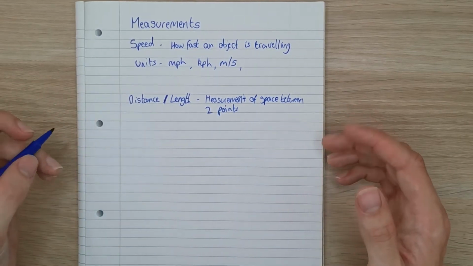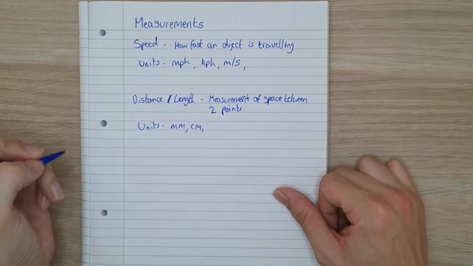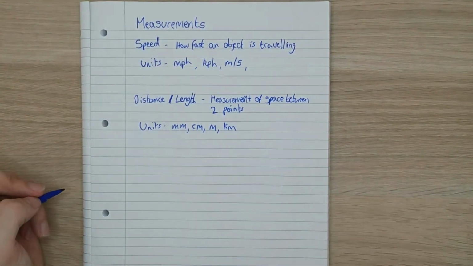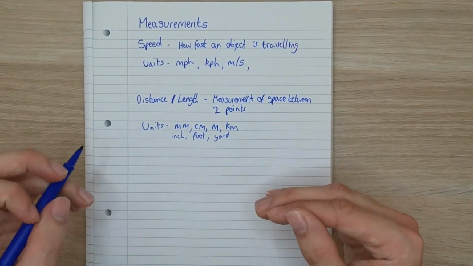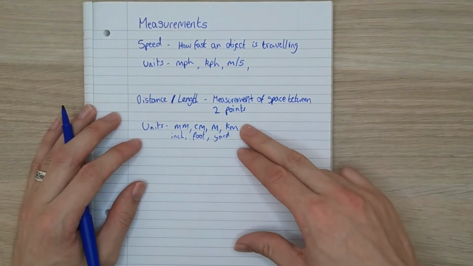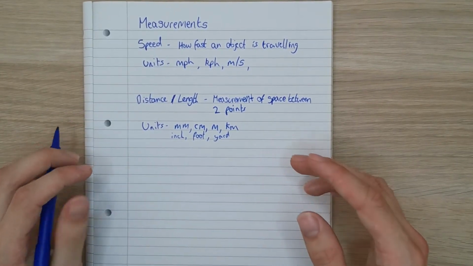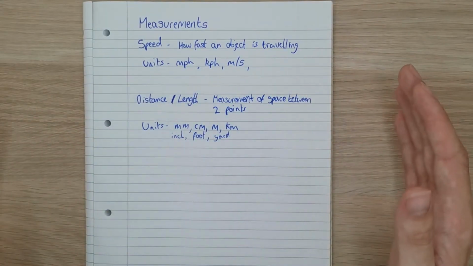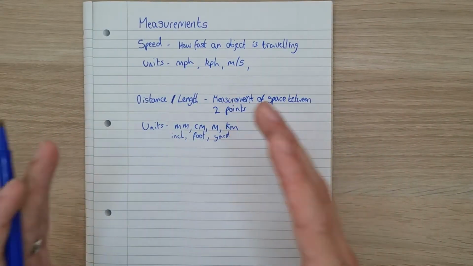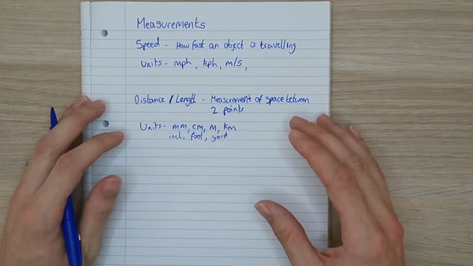Now, what units do we have for distance? The units of distance or length: millimeters, centimeters, meters, and kilometers. You've also got things like the inch, the foot, and the yard. So those are imperial. These are metric. So the metric system is all about ones and zeros essentially. Every 10 is a new unit and every 100 is a new unit. So the units for distance and length show this really well.